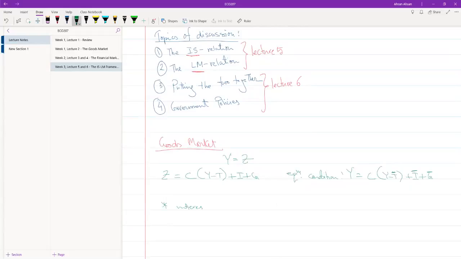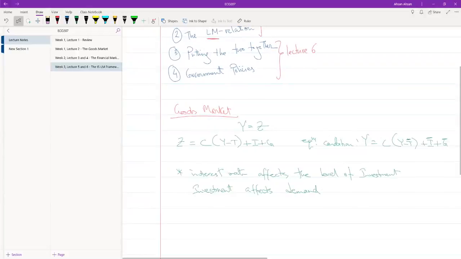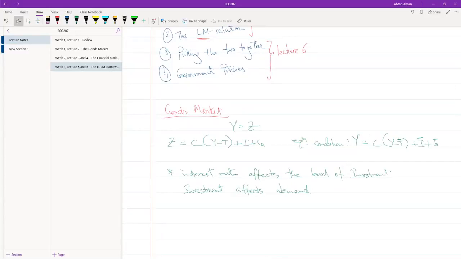Interest rate affects the level of investment in the economy, and what we know is that investment affects demand. Okay. So what will that do? Let's take a look at that.